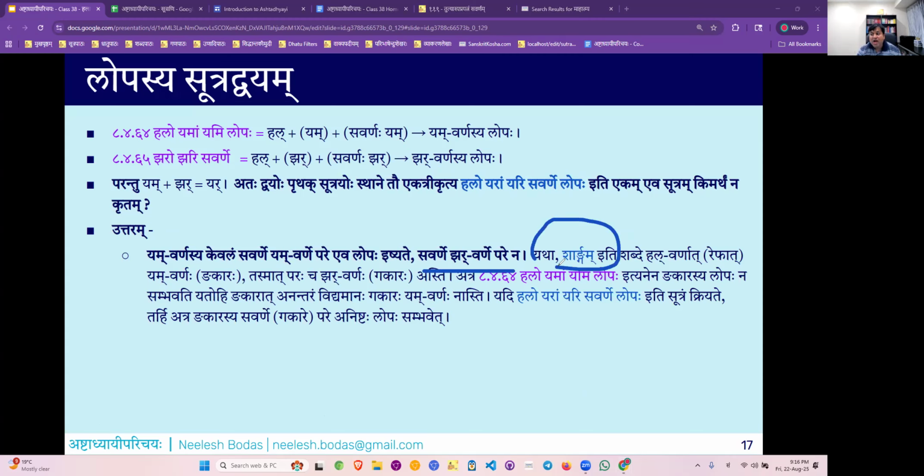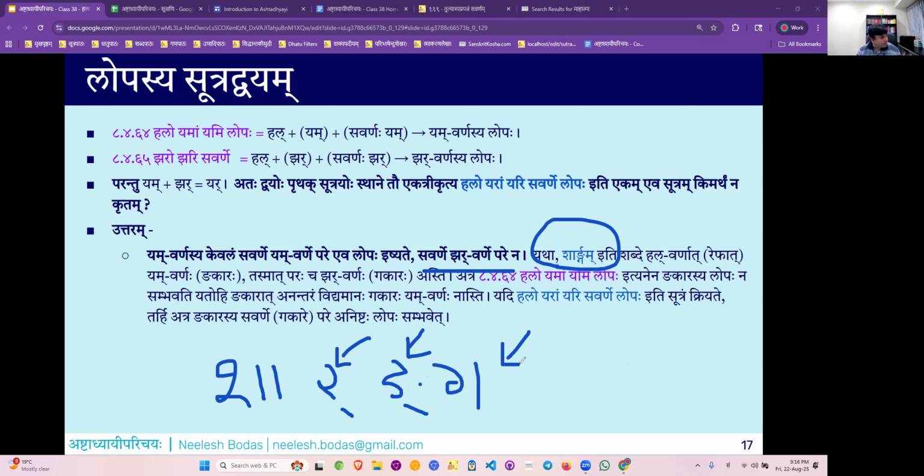And the example is sharangam. Sha, ra, nga, ga, and then further things. So ngakaraha and gakara, ka varga's two varnas are present here. Now what is happening? There is a hal letter, then there is a yama letter, and then there is a jhara letter. Halo yamam yami lopaha cannot do a lop over here. Jharo jhari savarne cannot do a lop over here. But if you combine the two sutras and by mistake you do halo yaram yari savarne lopaha, then yara will be kicked because of another yara causing a problem.